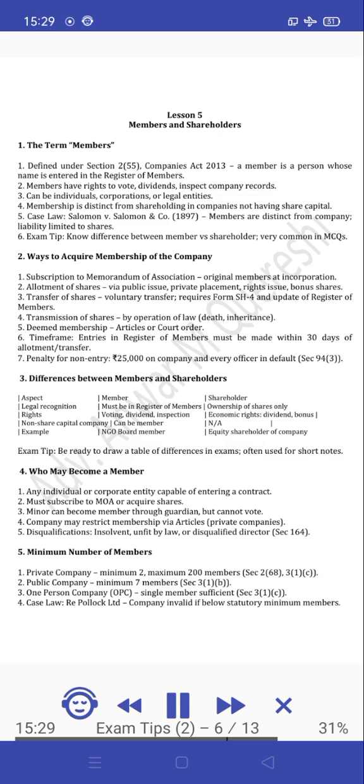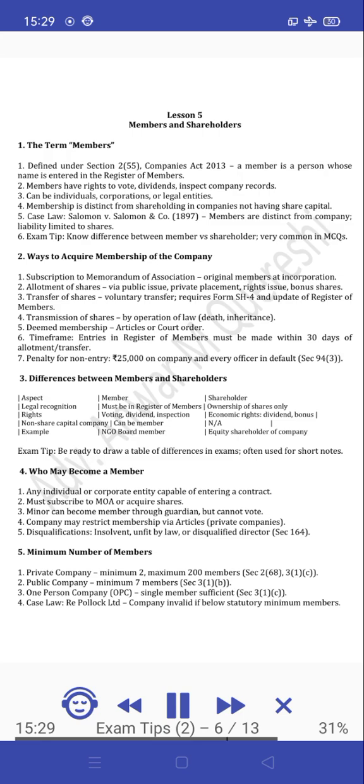4. Who may become a member? 1. Any individual or corporate entity capable of entering a contract. 2. Must subscribe to MOA or acquire shares. 3. A minor can become a member through a guardian, but cannot vote. 4. Company may restrict membership via articles, private companies. 5. Disqualifications: insolvent, unfit by law, or disqualified director, Sec 164.